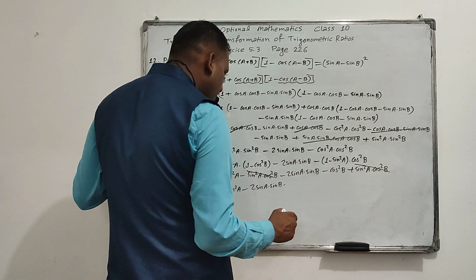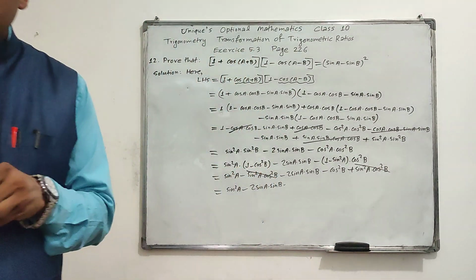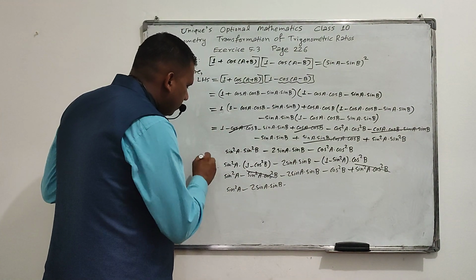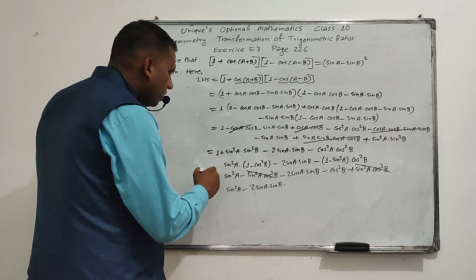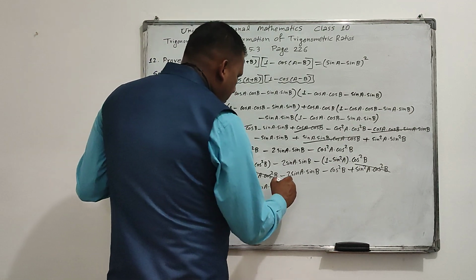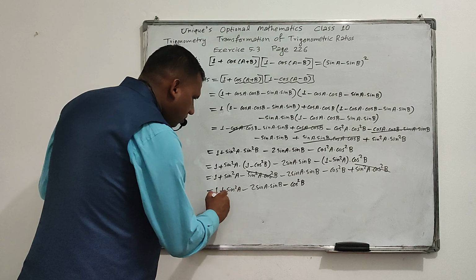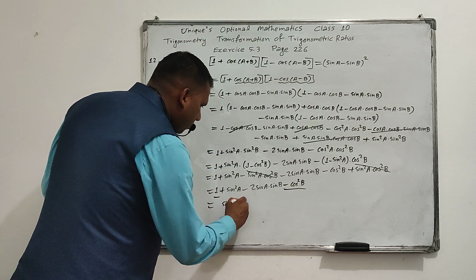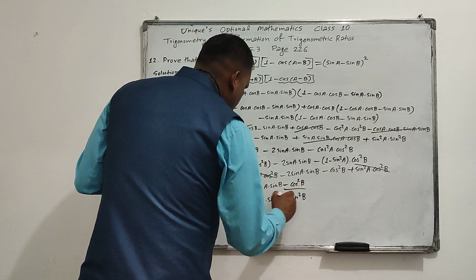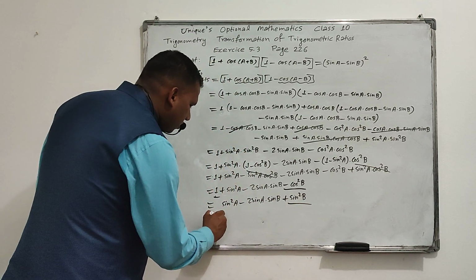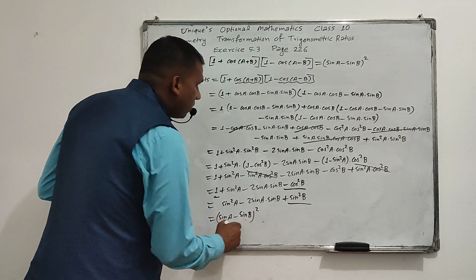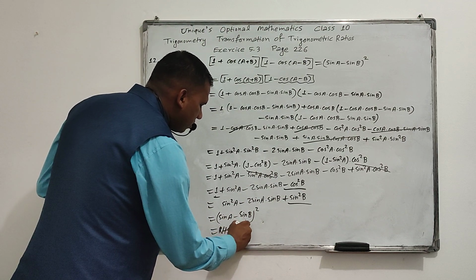then we continue here. Missing 1, so we have to write 1 plus sin square A sin square B, here also 1 plus this, 1 plus this. Now minus cos square B, now 1 minus cos square B, that is sin square B, so sin square A minus 2 sin A sin B plus sin square B, that is sin A minus sin B whole square, that is the RHS.